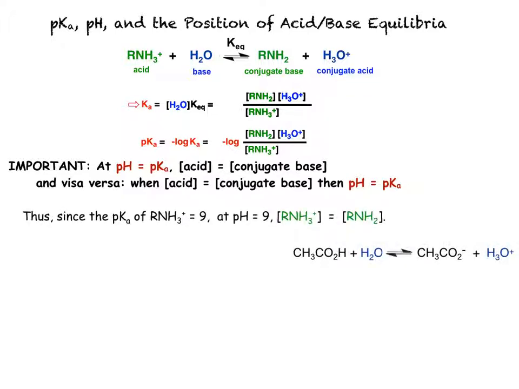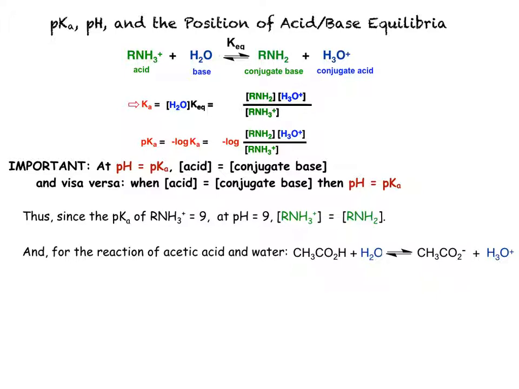And so in the above expression, we have an ammonium acid. The pKa is around 9. So at a pH of 9, this is what the above expression means: the ammonium concentration is going to equal the amine concentration. And so let's look at another type of reaction so that we can use another example.